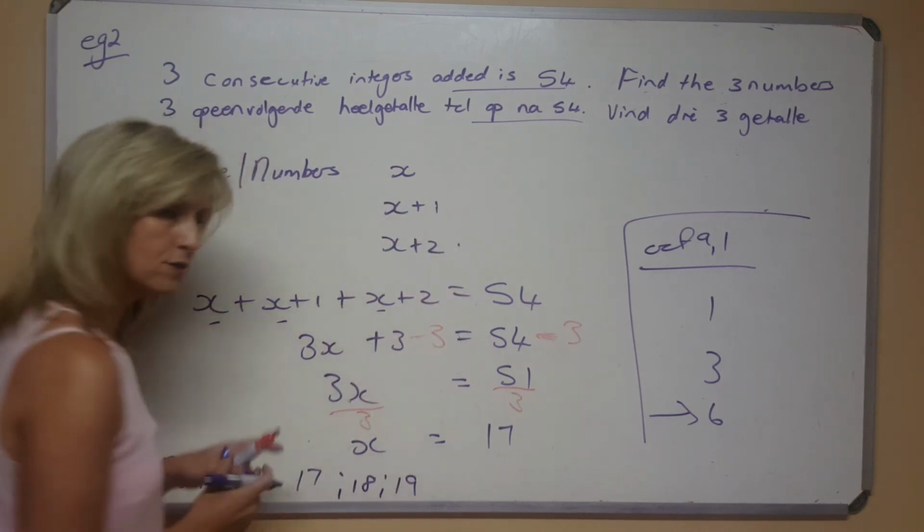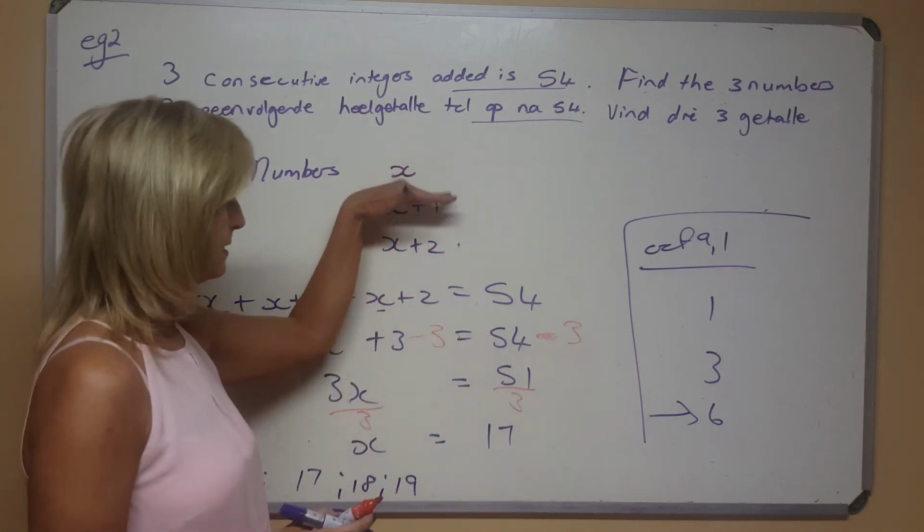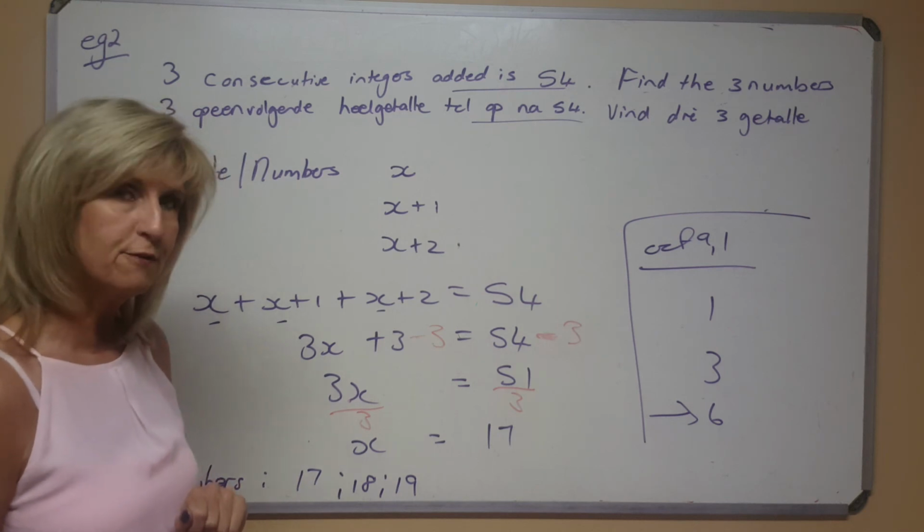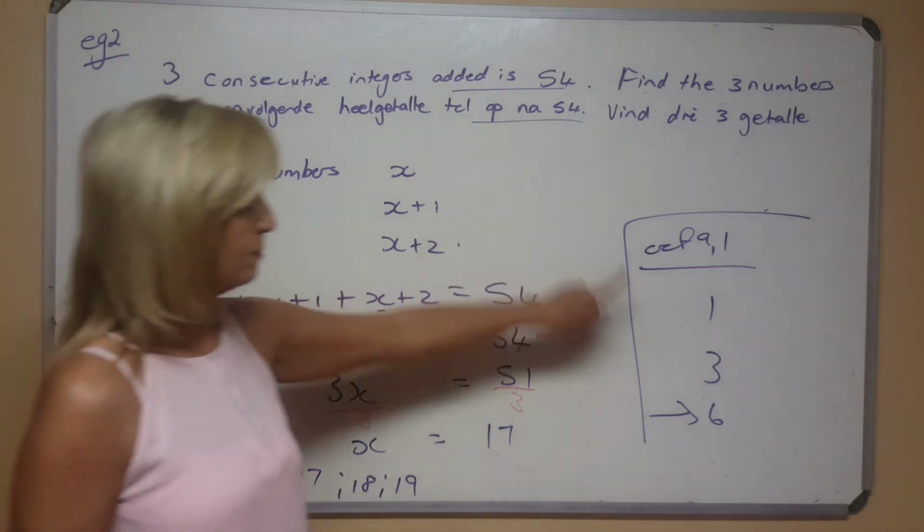And how will I know if those answers are right? If it's 17 for x, then the others are 18 and 19. Add them together and see if it's 54. Yes, it is. So please try those.